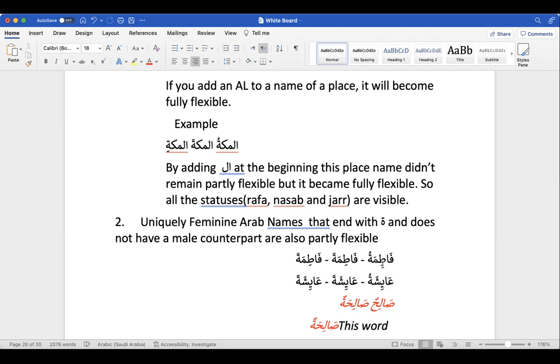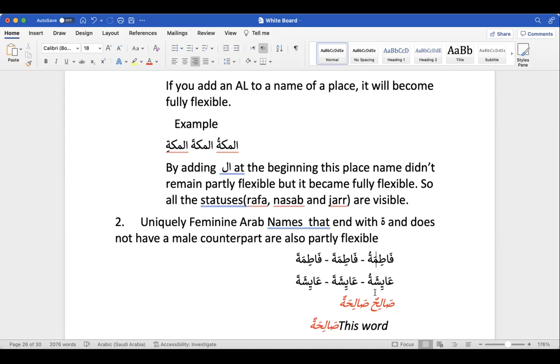We don't have Fatimahun like Salihun. We don't have that kind of thing. It does not have any male counterpart in the name. So that's why it is partly flexible. So female Arab names having ta marbuta at the end, which do not have a male counterpart, are also partly flexible.